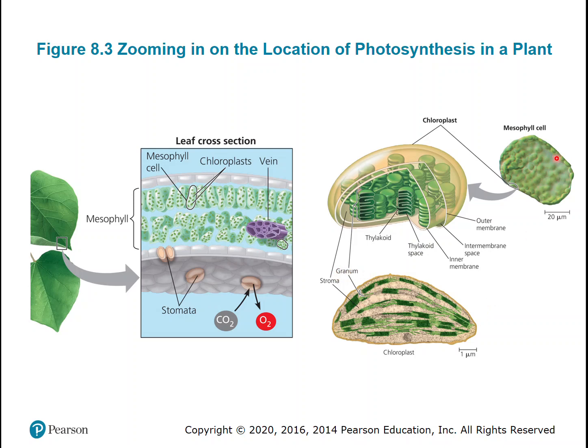Here you can see a photomicrograph of a mesophyll cell with all the chlorophyll in it. And here you can see a chloroplast with the thylakoids, these little flat stacks. Each little flat disc pancake is a thylakoid, and a stack of them is a granum.